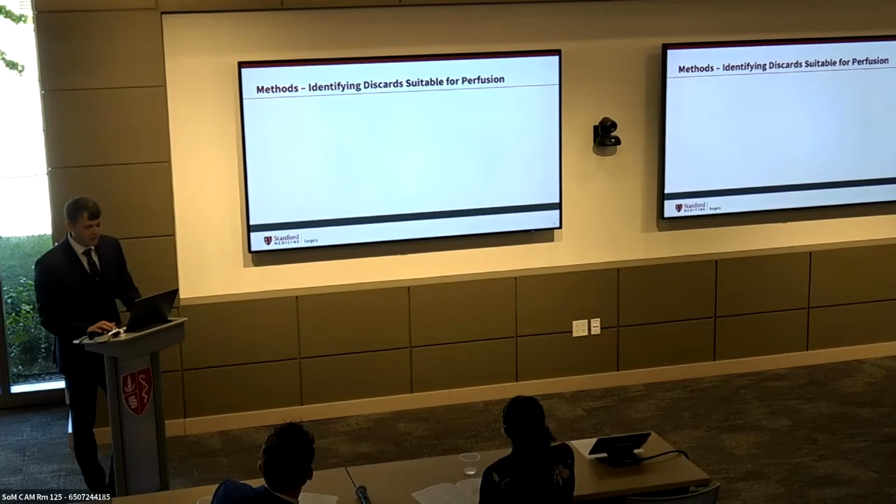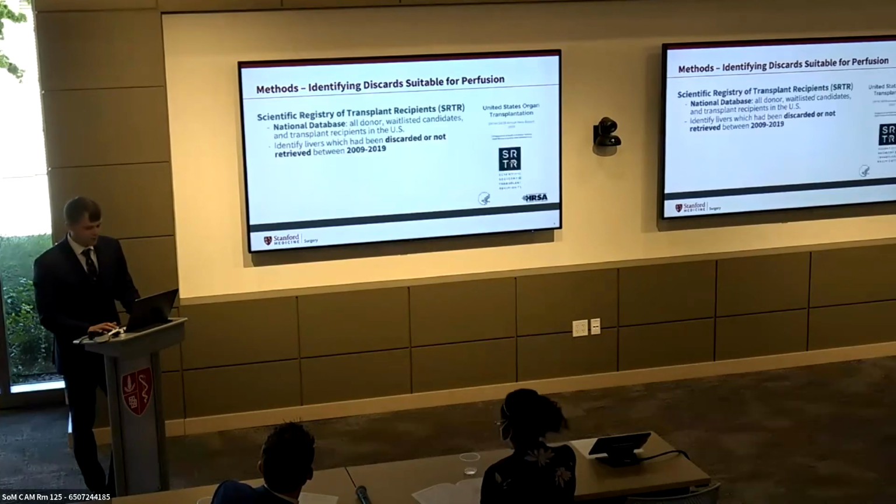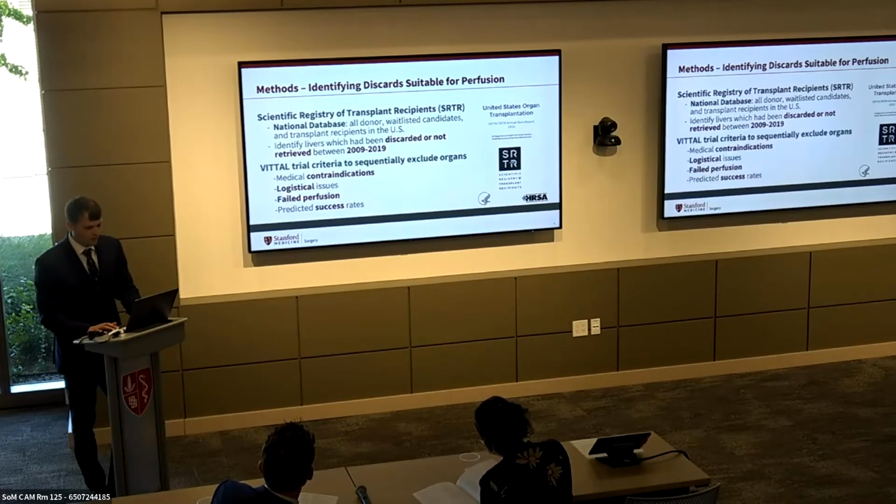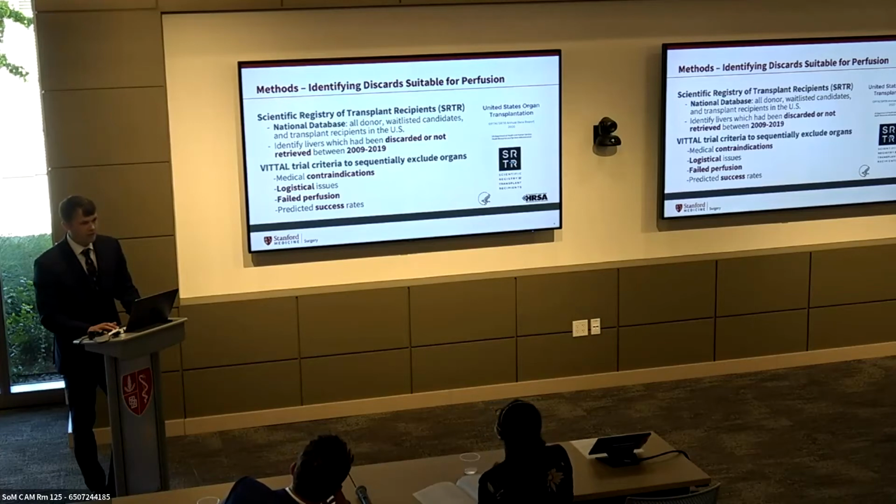We identified potentially eligible livers using the Scientific Registry of Transplant Recipients national data set between 2009 and 2019. Organs were included if they were considered for transplant but not used. We then used the VITAL trial criteria to exclude organs based on a variety of donor contraindications and logistical issues, and then predicted the yield of transplants to try and calculate the total number of organs that might potentially be able to be used.